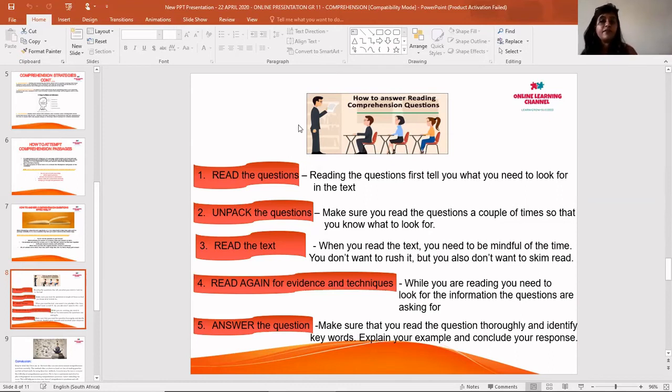Read again for evidence and technique. While you are reading, you need to look for the information the questions are looking for. And number 5 is where you make sure that you read the questions thoroughly and identify your keywords, which is very, very important, and explain your example and conclude your response.